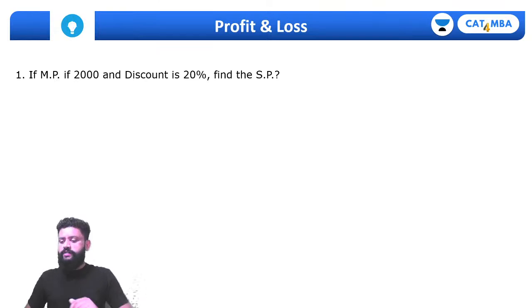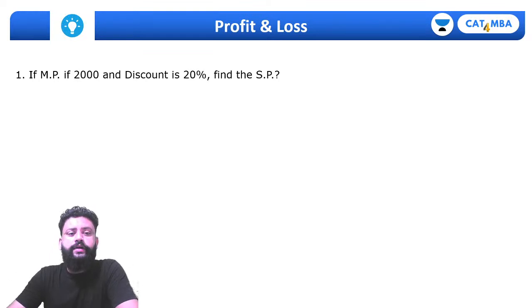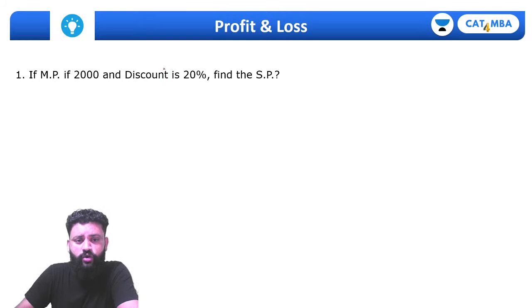Okay, so if mark price is 2000 and there is a discount of 20%, find the selling price. So definitely discount is always on mark price. You can directly take the 20%. 20% is 2000. There's a discount of 2000, so selling price will be 20,000.